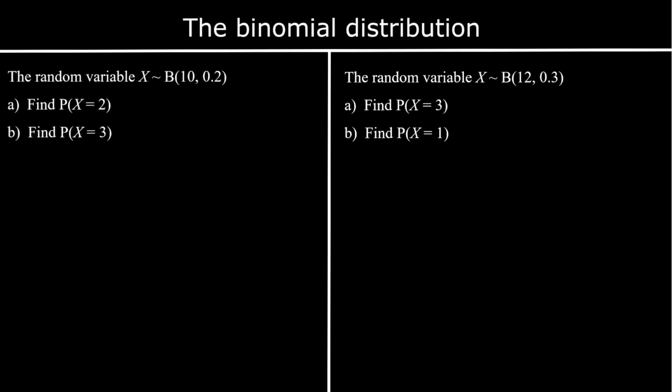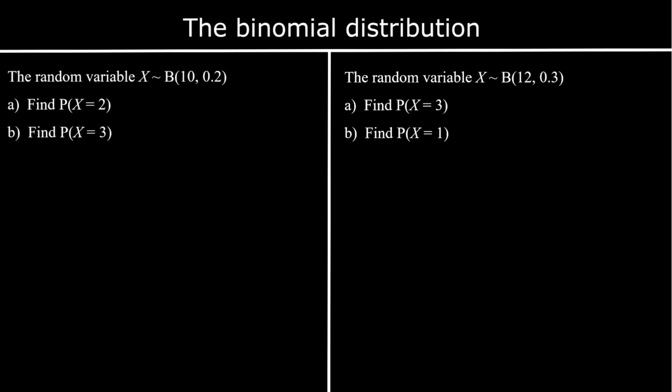We use the binomial distribution when we have two possible outcomes, so either win or lose, or success or failure, heads or tails, and the probability of a success is the same for each trial, each time we do it.